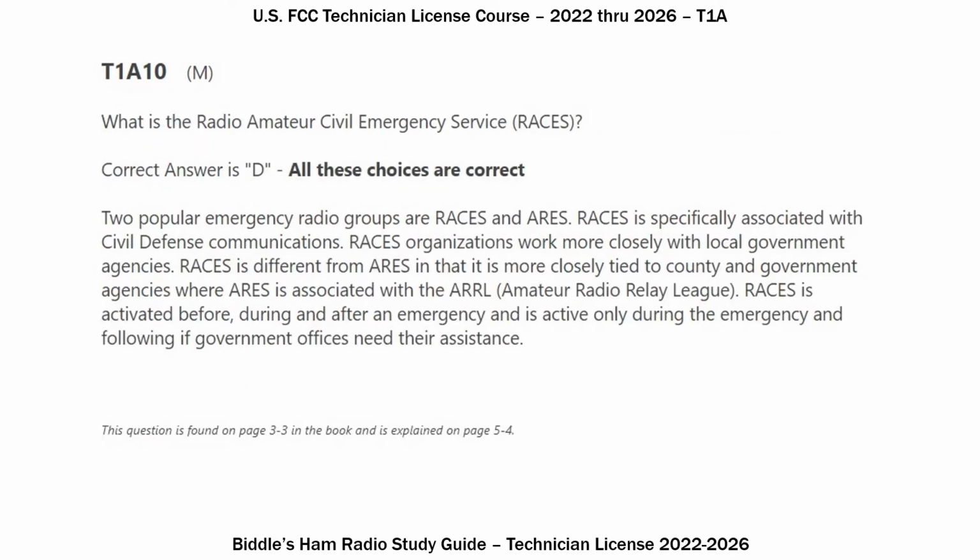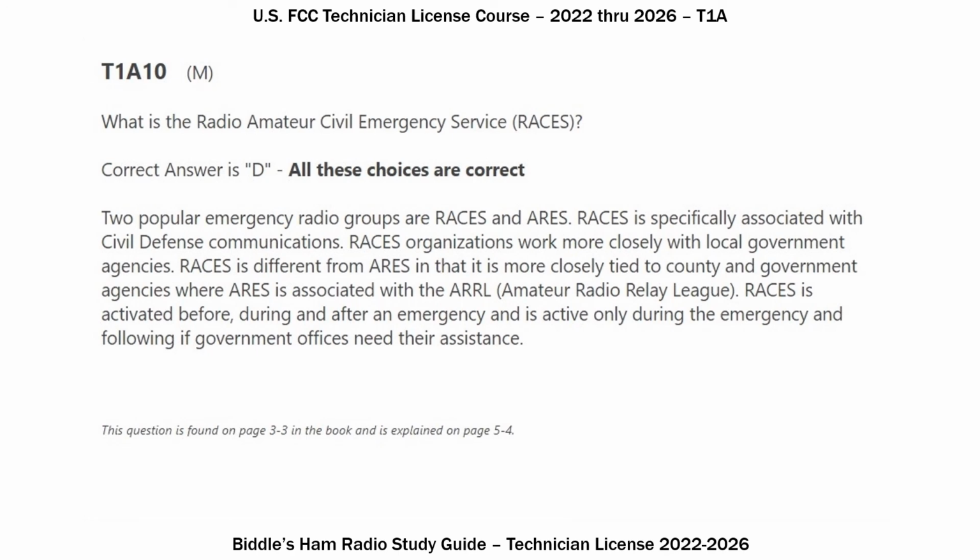Okay, so two popular emergency radio groups are RACES and ARES. RACES is specifically associated with civil defense communications. RACES organizations work more closely with local government agencies. RACES is different from ARES in that it is more closely tied to county and government agencies, where ARES, on the other hand, is associated with the ARRL, the Amateur Radio Relay League. RACES is activated before, during, and after an emergency and is active only during the emergency and following if government offices need their assistance.